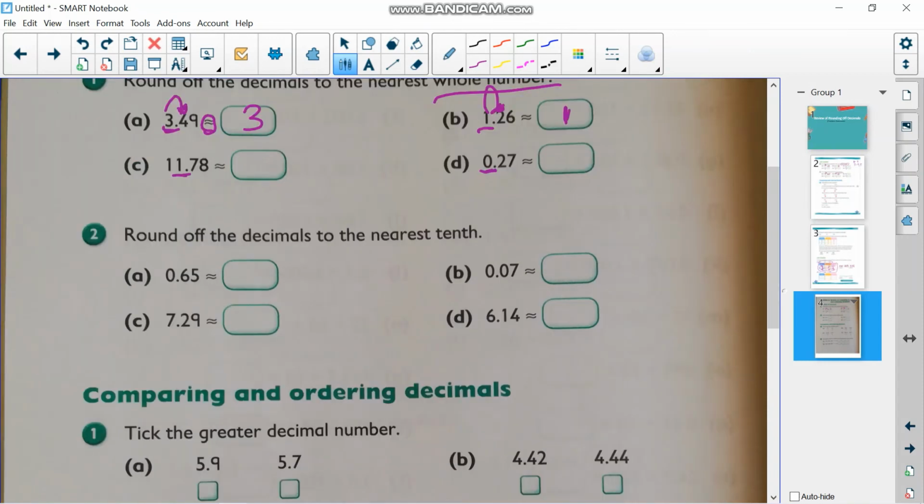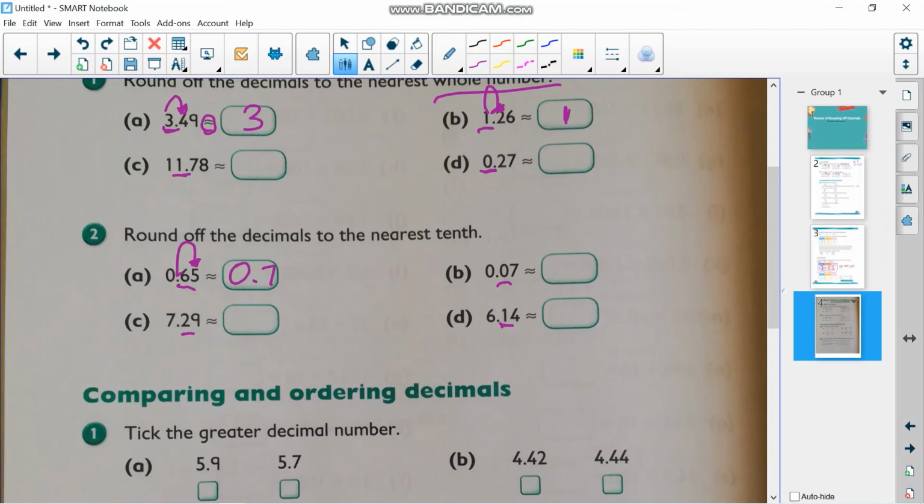Number 2, round off the decimals to the nearest tenth. So let's underline the numbers in the tenth place. We have 6, 0, 2, and 9. Then you have to look at the numbers to the right of those numbers. Okay, so we have 6 for letter A. Next number is 5. Okay, so if it is 5 to 9, we have to round up. So what will happen to 6? It will become 7. So the answer will be 0.7.